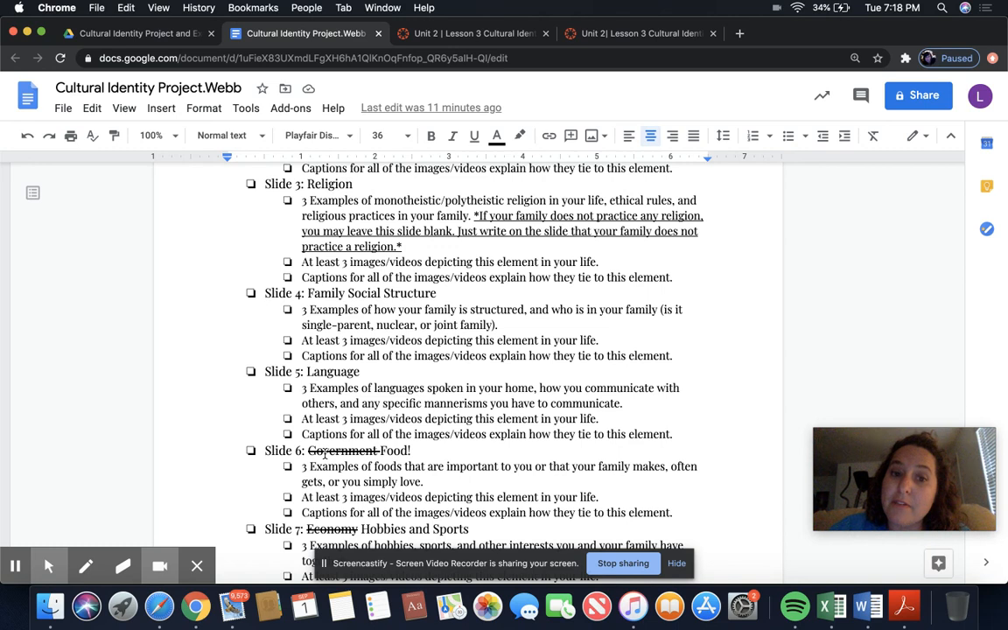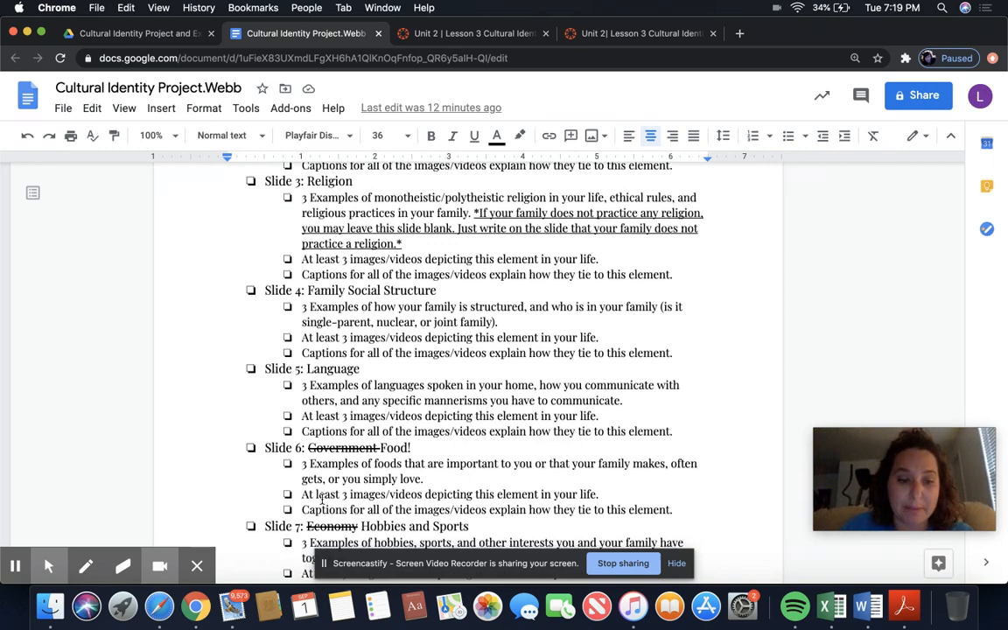Is it a single parent family? Is it a nuclear family? Is it a joint family? Remember, you can always refer to your notes if you need a refresher of what that actually means. I need at least 3 images, videos depicting this element in your life, and I need captions for all of the images, videos to explain how this element ties to your family.